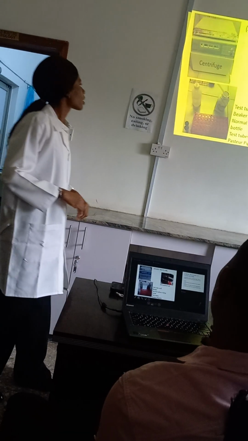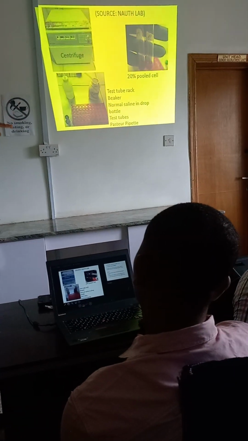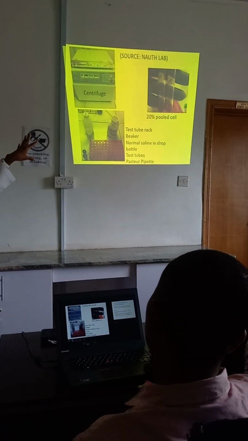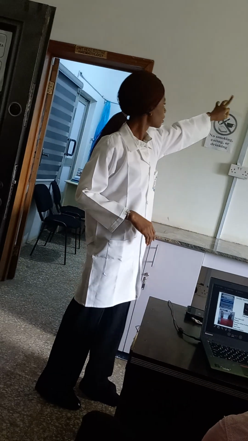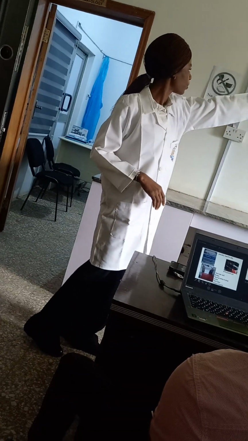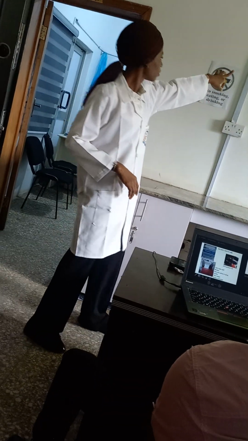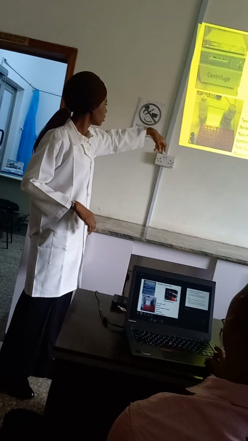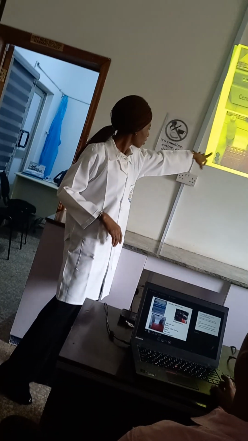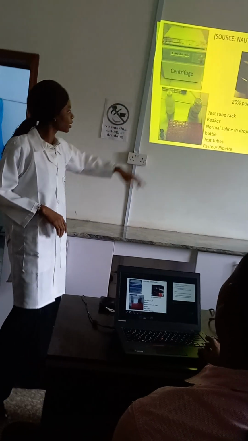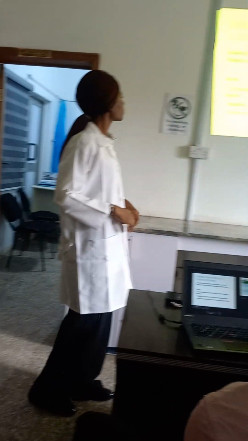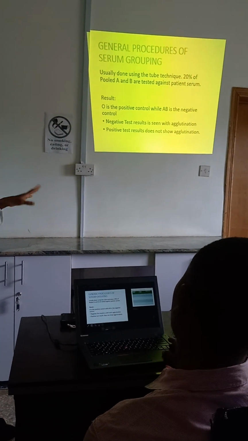Next slide. So these are some of the items I used while preparing this. This is the centrifuge. This is the pooled A and B red cells, 20%. Then the drop bottle with normal saline in it. I use this as my beaker, the rack, the test tubes, and my standard A and B cells.